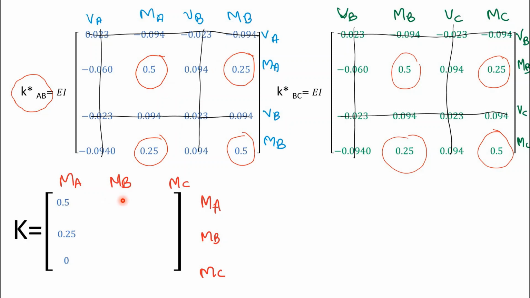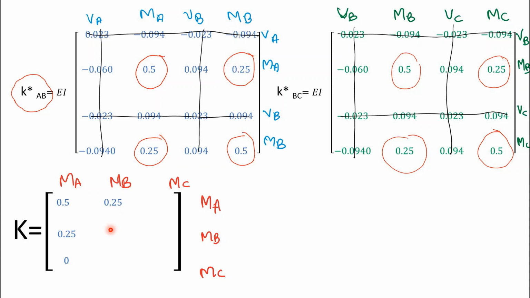Now moving to the next coefficient corresponding to MB, MA. So we will see MB, MA. This is the coefficient 0.25. Since MA is not there in K star BC, we don't have to look at it. So we have only one value, 0.25.